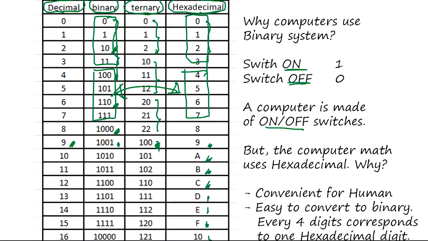So if humans had 16 fingers, probably that's the way we would count, and computer binary numbers would become so easy for humans. But unfortunately, we use 10 decimal numbers.